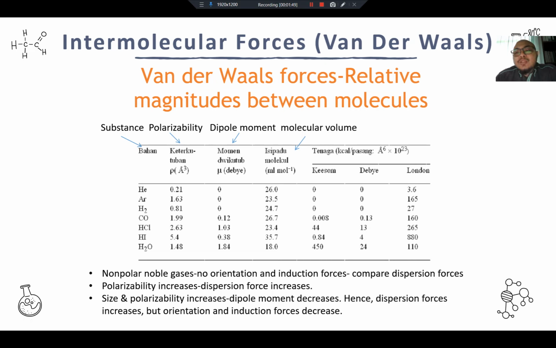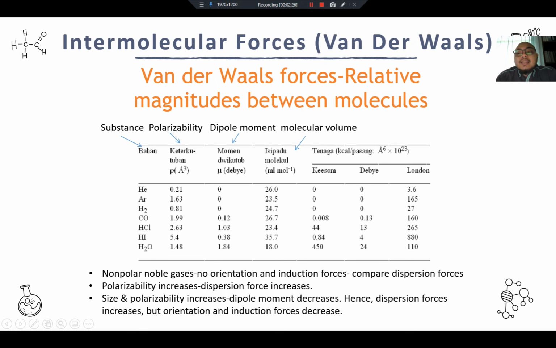One thing that I would like to explain over here, if you look at the HI, because the size of the molecule is quite huge, even though it has high polarizability, because of the size it will reduce the attraction force between molecules. Because the charge is bigger, the further away its power has to reach, so the attraction will become weaker when the size is big.